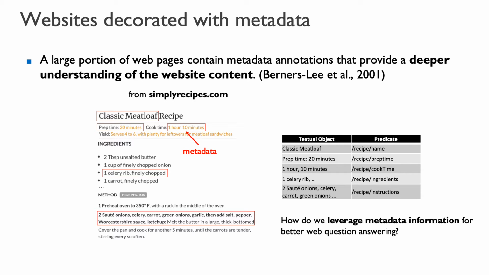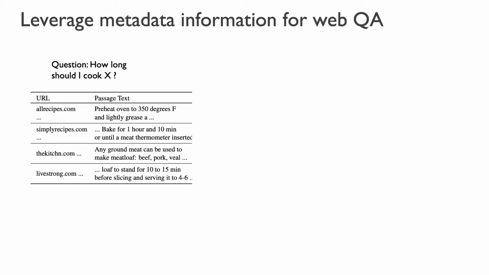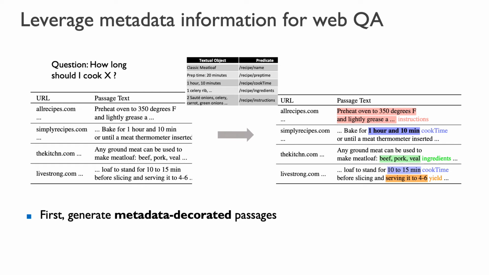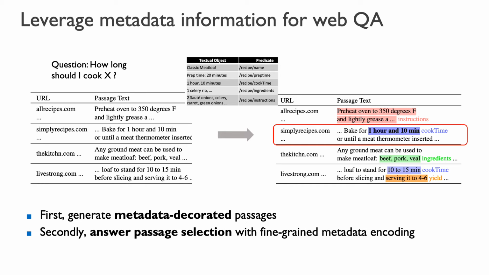We ask here if we can utilize this additional information from the HTML files, and how do we leverage this metadata information for better web question answering. Our proposal here, or say investigation, is to firstly generate metadata decorated passages. As you can see, given the textual object and predicate pairs, we firstly decorate the raw candidate passages with the different predicate labels for the spans in the passages. And then we do the answer passage selection. We built this answer passage selection model with additional fine-grained metadata encoding.